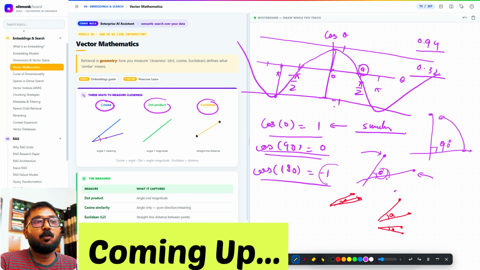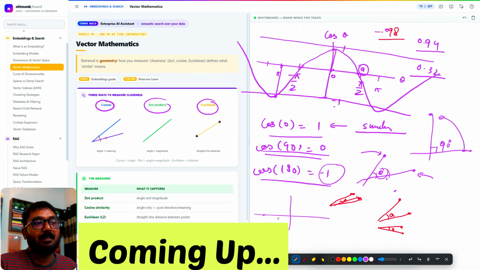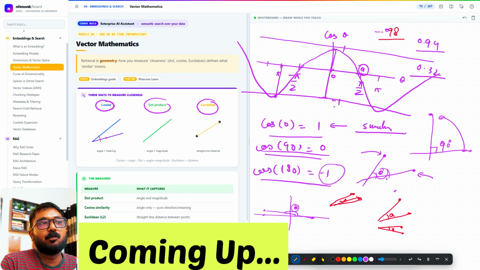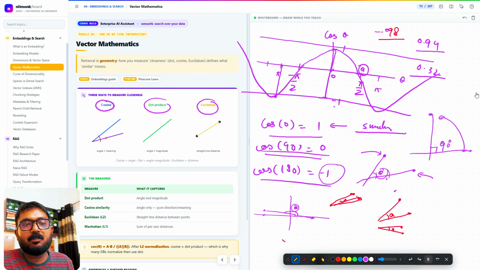If their value goes negative, let's say minus 0.98, for example, then what we understand is they are far apart. They are totally opposite. One vector sitting over here, one vector sitting over here, if it's not exactly minus 1. And that's the value of theta. That's how we try to understand if these vectors are similar or not. So that is about theta.